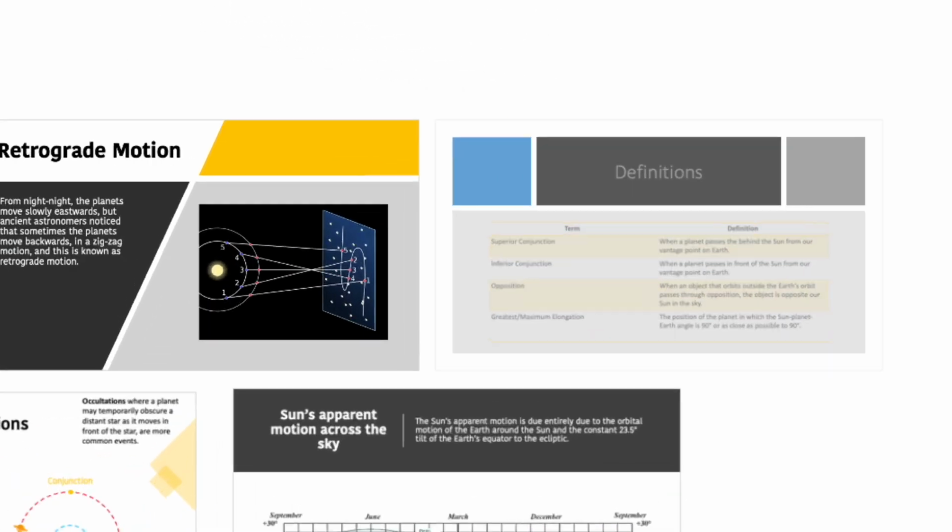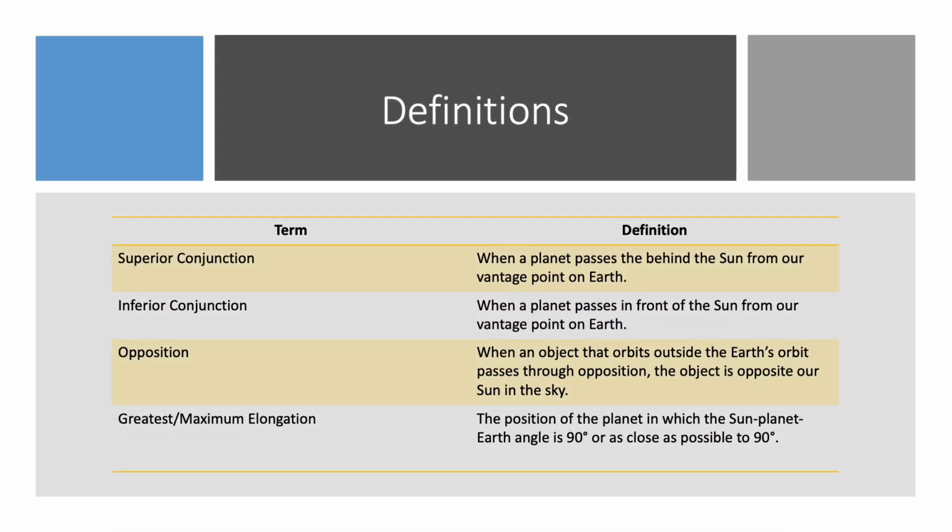Let's look at some definitions. Superior conjunction is when a planet passes behind the sun from our vantage point on the Earth. Inferior conjunction is when a planet passes in front of the sun from our vantage point on the Earth. An object that orbits outside the Earth's orbit passes through opposition. This means that the object is opposite our sun in the sky. Finally, greatest or maximum elongation is when the position of the planet is where the sun-planet-Earth angle is 90 degrees or as close to 90 degrees as possible.